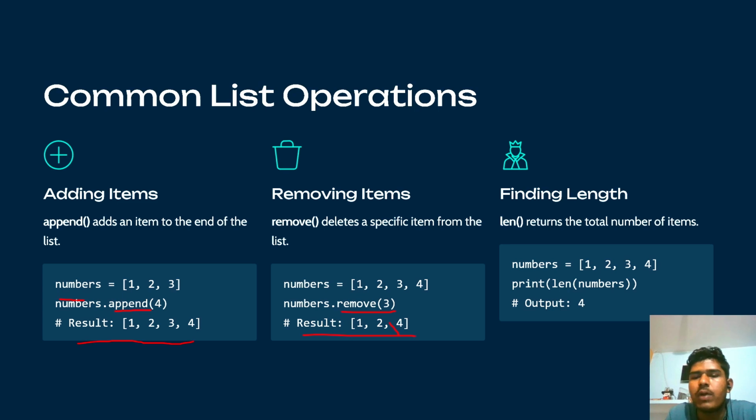Okay. For finding length, len returns the total number of items. So numbers 1, 2, 3, 4. Print len numbers. It calculates the quantity of numbers given. So there are 4 numbers given, then the output is 4.